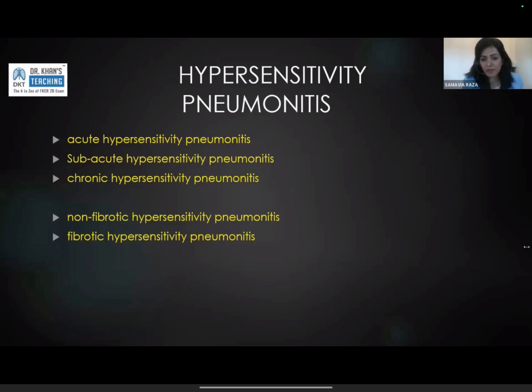Name of the sign in sarcoid that pulls the bronchus posteriorly. There is no sign. It's just a description.